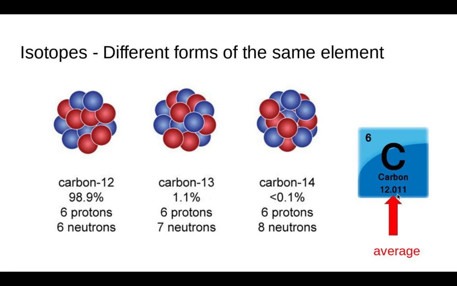So this 12.011 shows that you can see it's very close to 12, and that shows because 98.9% of carbon is carbon 12. But these small percentages of carbon 13 and carbon 14 push the average up a little bit, okay? So just to repeat, isotopes are different forms of the same element, and what makes them different is the number of neutrons. Let's look at another example.